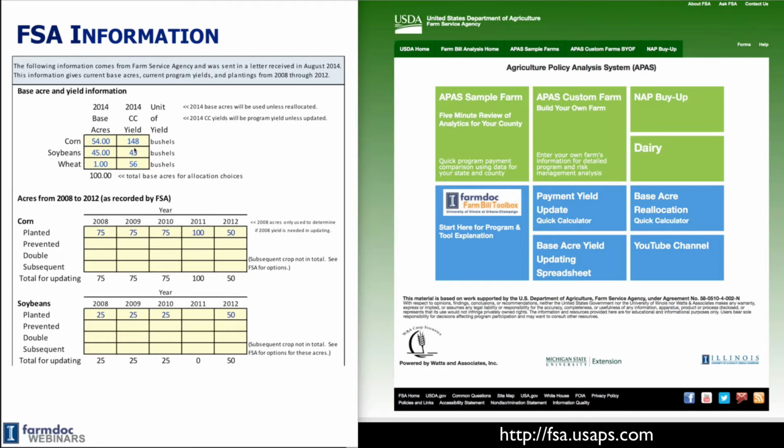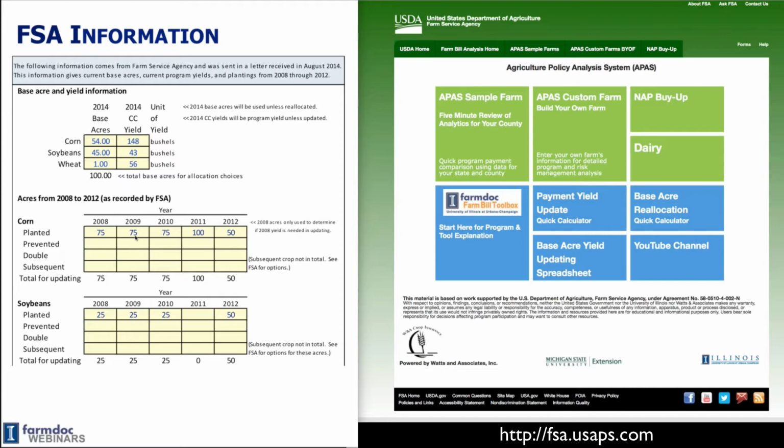You also had countercyclical yields, 2014 countercyclical yields. These are your current program yields. If you don't make an update, these will be your program yields moving forward. The other piece of information that you got is acres planted in 2008 through 12, and those acres will be used to determine reallocated acres. So the plantings that you had in 2009 through 12 will determine what reallocated base acres look like. And that information is on that FSA letter, and so that's going to determine what you do.